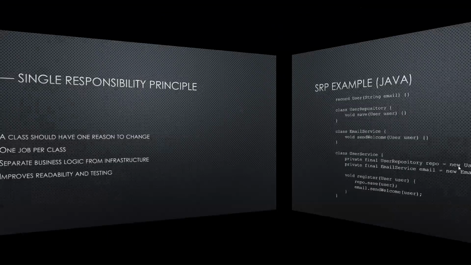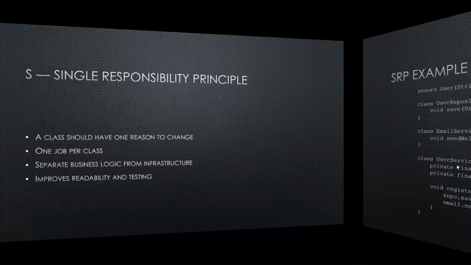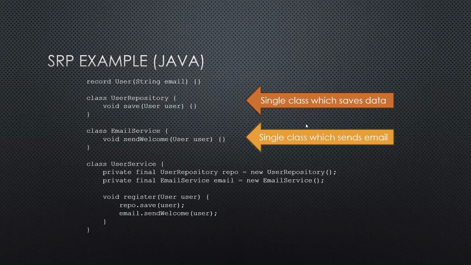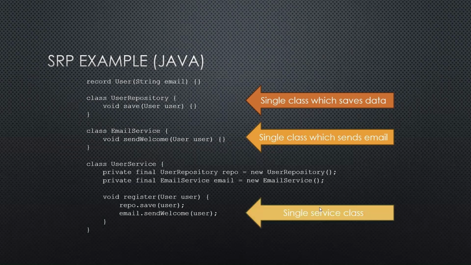Okay, let's move on. So let's look at our example. We have a single class which saves user data. We have a single class which sends email. We have a single service class for our user.